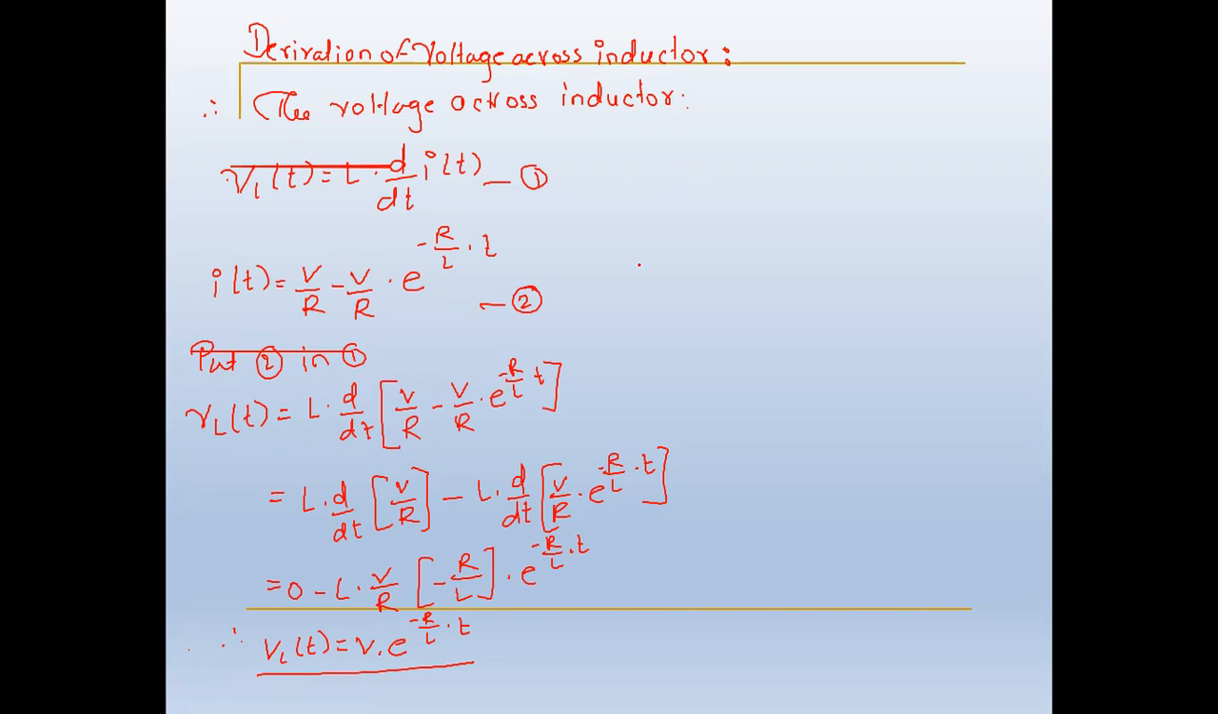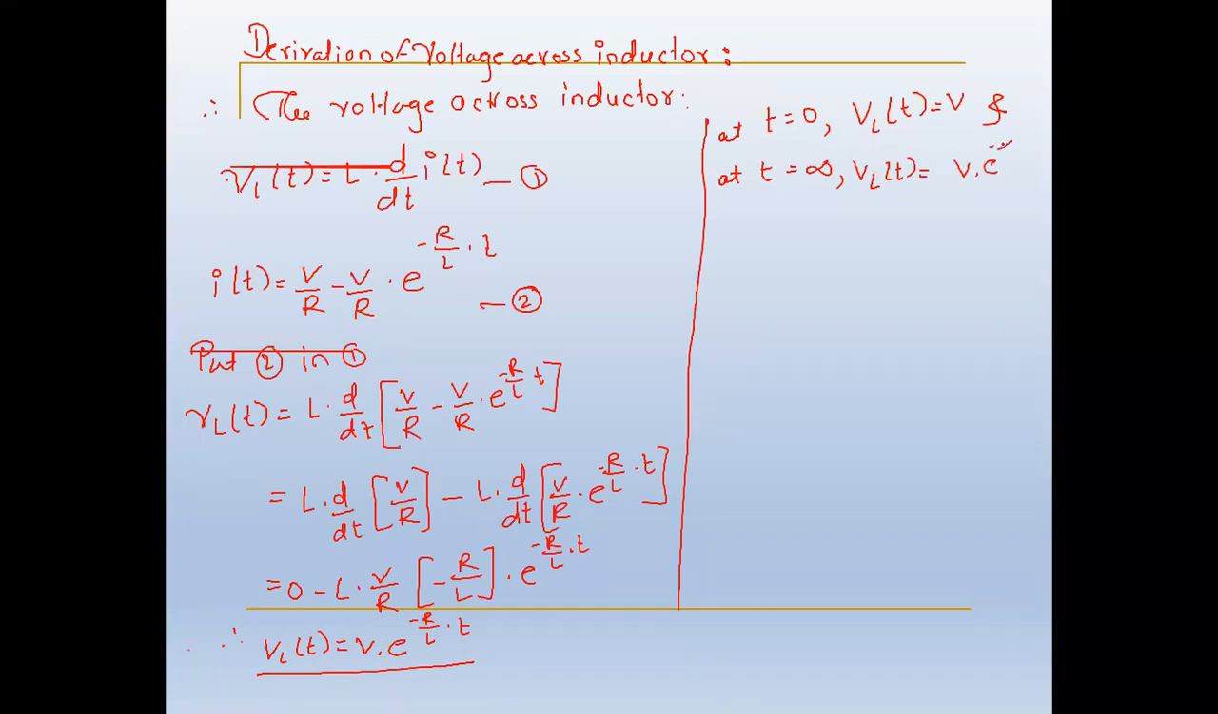This is the equation of the voltage across the inductor for the driven RL circuit. At t is equal to 0, VL of t is equal to V, and at t is equal to infinity, VL of t is equal to what?